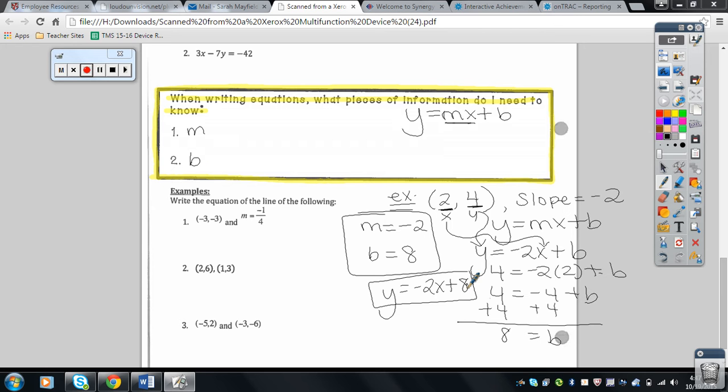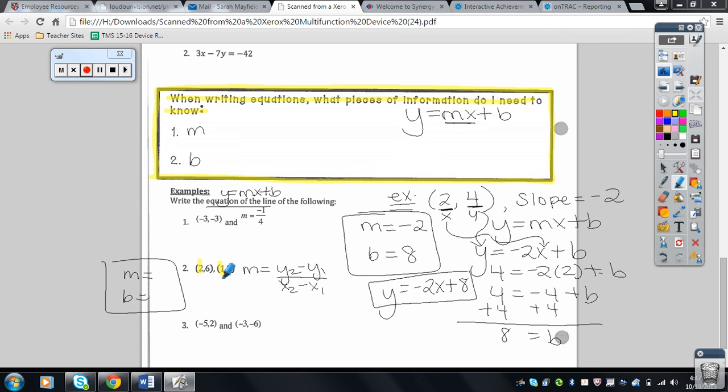Same thing. When I'm writing an equation of a line, that's y equals mx plus b. What 2 pieces of information do I need to know? I need to know what m equals. I need to know what b equals. Okay. First thing I always find is m. Does this problem tell me anything about m? No. But it tells me 2 ordered pairs. Well, guess what? We can use our slope formula. y2 minus y1 over x2 minus x1. Or if you want to do the other way around.